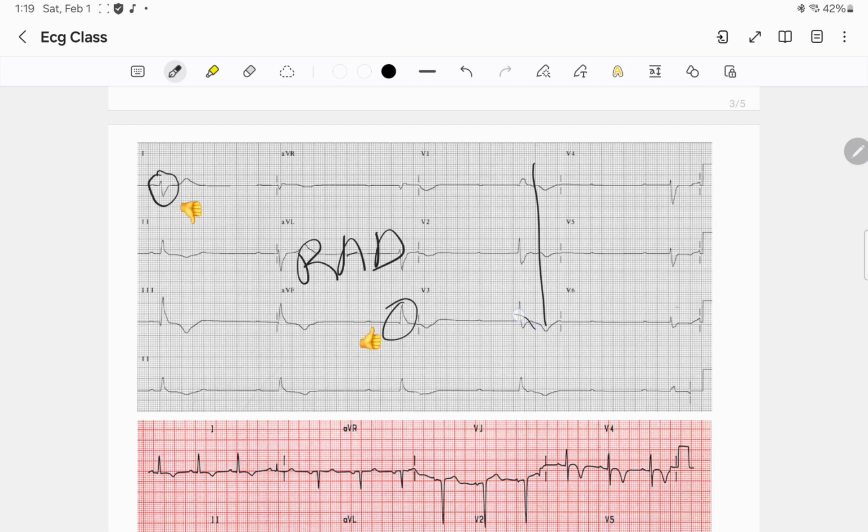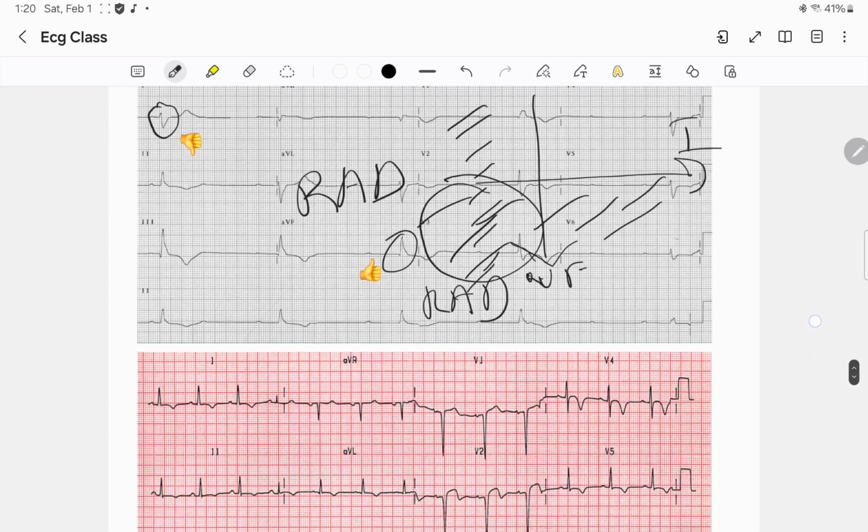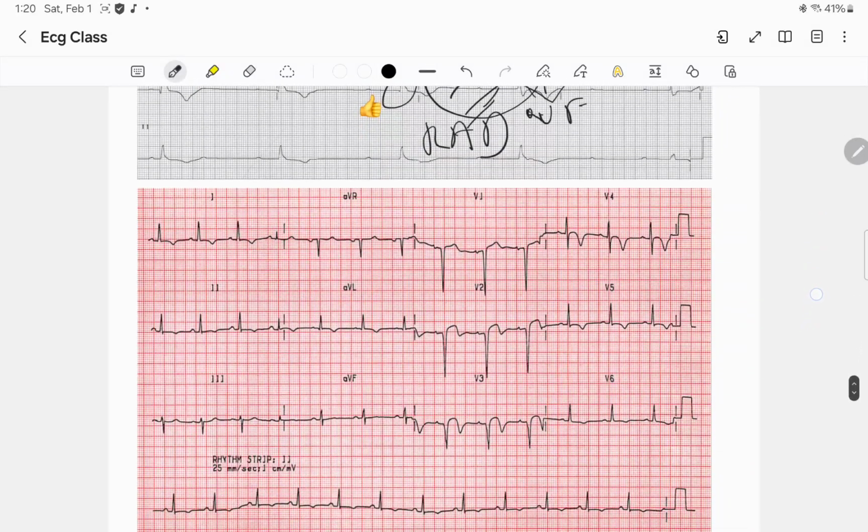We can draw it on the quadrant diagram. AVF, lead 1. So lead 1 is negative, so it's going away from lead 1, so it's somewhere over here. And AVF is positive, so the impulse is going towards AVF, so it's somewhere down here. So the point of intersection is right here, so it's therefore right axis deviation. Okay, let's keep going. I hope everybody's following. I hope it's straightforward enough.